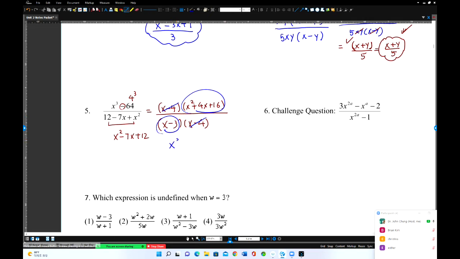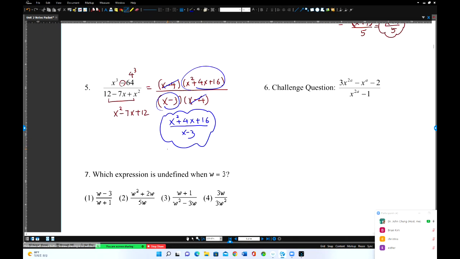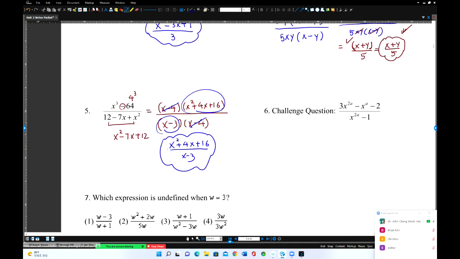So x squared plus 4x plus 16 over x minus 3 is our final answer. Number six, challenge questions. We have an exponent in terms of another variable there, 2a. But it doesn't matter, it's the same thing. You can take x to the a equals what? You're going to use a k.